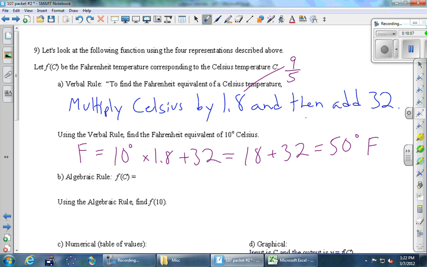Okay, the algebraic rule. Here's where we take the English that Ben gave us and we translate it into symbols. So f of c equals, so he said multiply Celsius by 1.8. What letter should we use for Celsius? C. So you do C times 1.8. I'm going to go ahead and put the 1.8 in the front. And after you've multiplied by 1.8, what do you do? You add 32. Any questions about that translation?